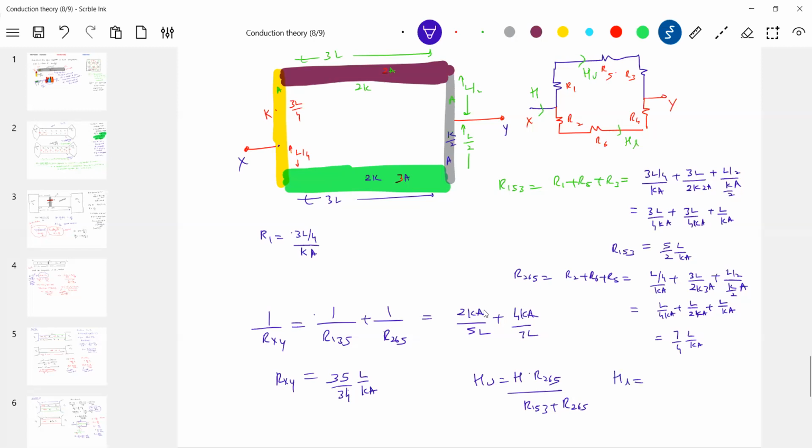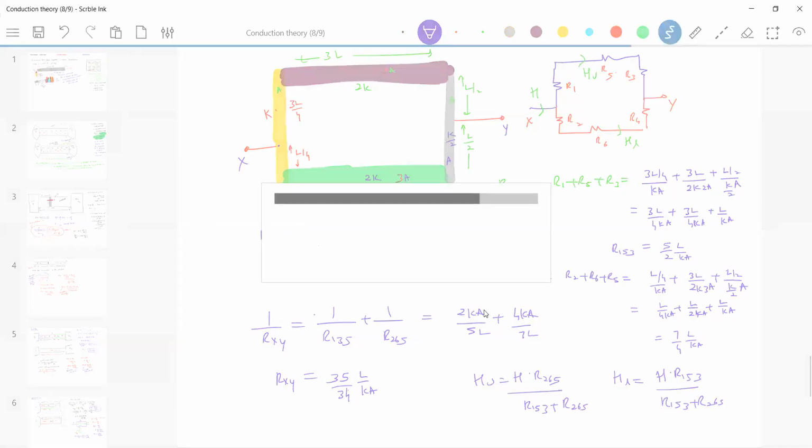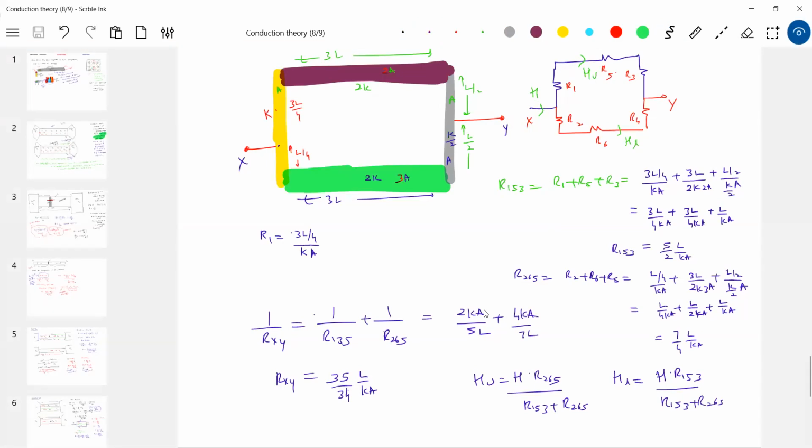Similarly, how much of thermal power or heat current is flowing through the lower part means the total heat current that is entering the junction X by resistance of upper part R153 by total resistance. These are the types of questions. Here we are discussing some current density, but in exams what happens is you get like this. They say 10 joules per second is entering here. Then how much of heat current will pass through here? So don't say phi and phi. It depends upon this ratio.